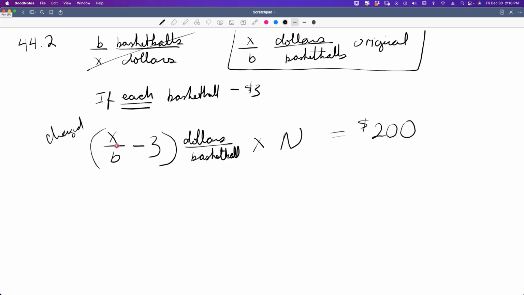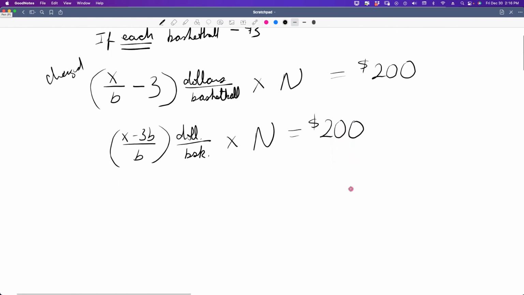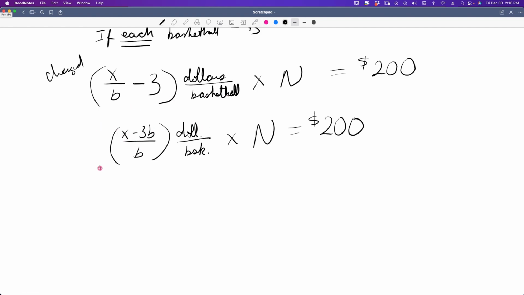So I'm going to turn this into a common denominator by multiplying this times b over b. That's going to give me x minus 3b over b, and that is dollars per basketball. I'm just going to shorten that. Times the number of basketballs is going to give me $200. All right, this whole thing is a factor times this factor.